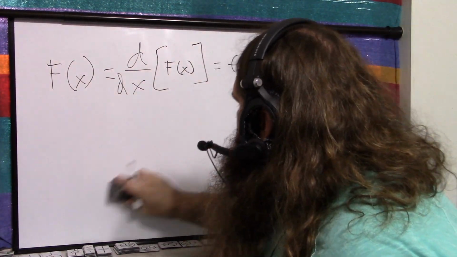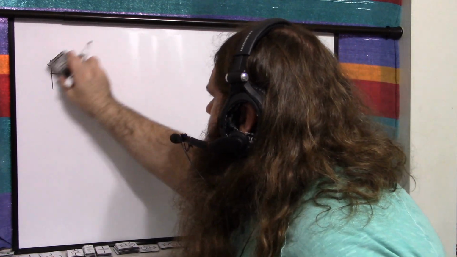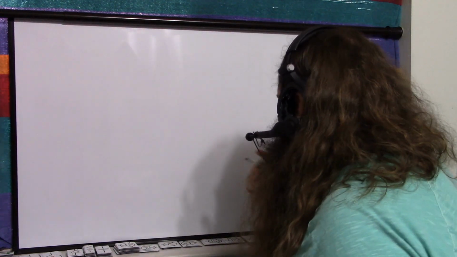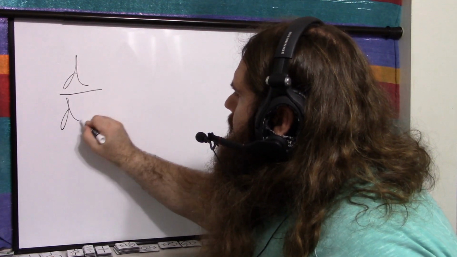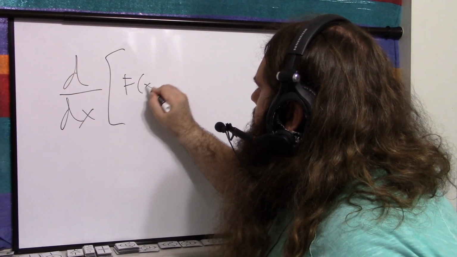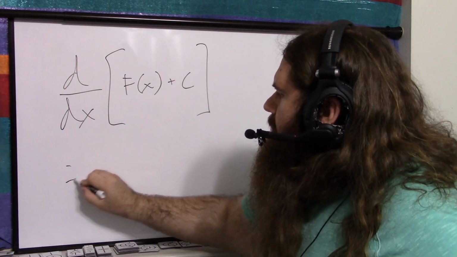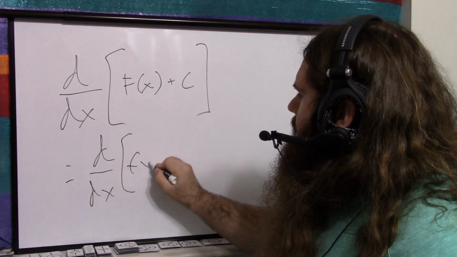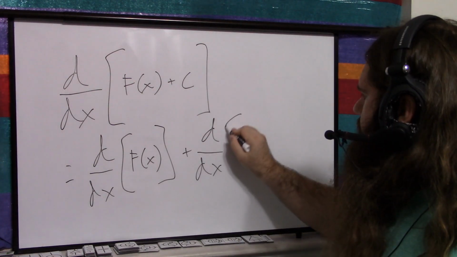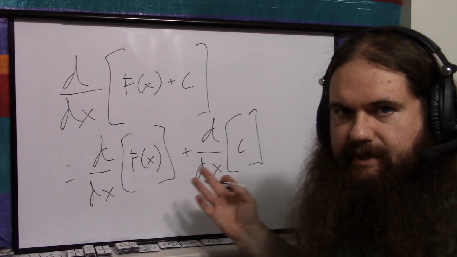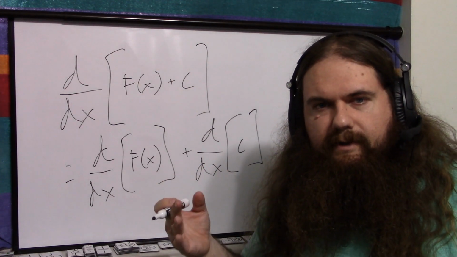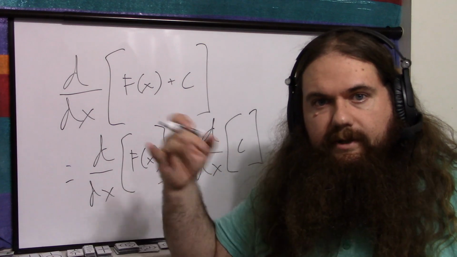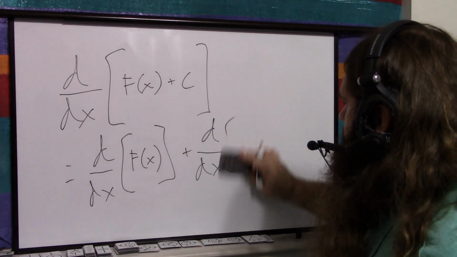It's because you lose your starting point when you take the derivative. The derivative of a constant is 0. If you have d/dx of F of x plus a constant, that equals, because you can split up the derivatives, d/dx of F of x, plus the derivative of that constant. The derivative of a constant is 0 because it's never changing. The derivative is the rate of change. It's not changing. The rate of change is 0. So it just goes away.